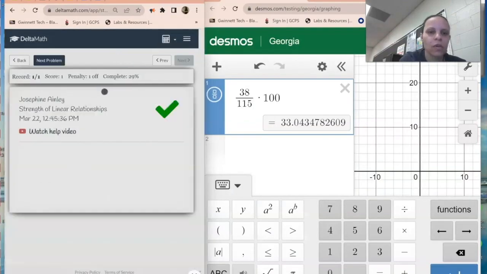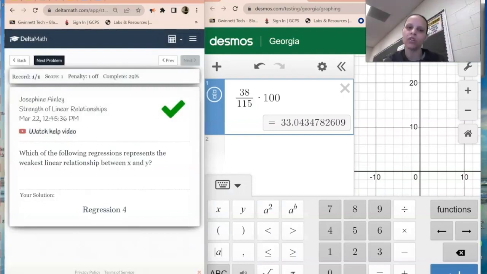So just picture a number line. Weakest is close to 0. Strongest is close to positive 1 and negative 1. If they say positive strong, it will be positive 1. If they said negative strong, it will be negative 1.